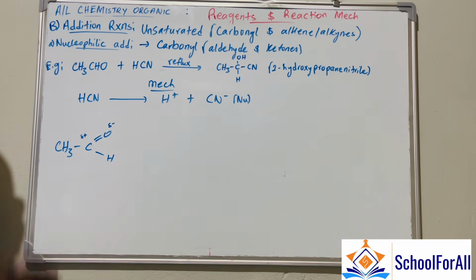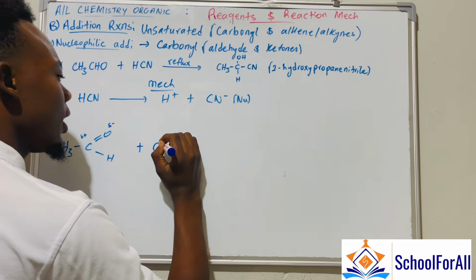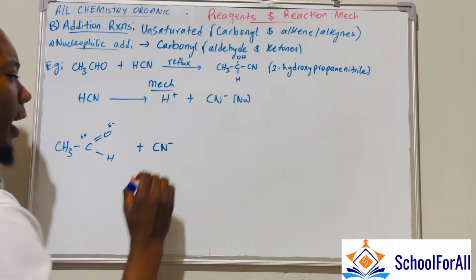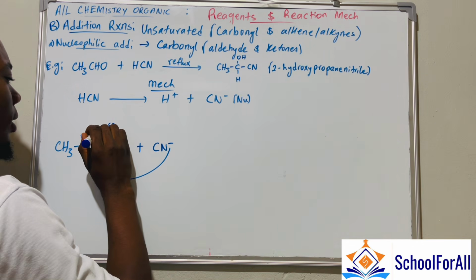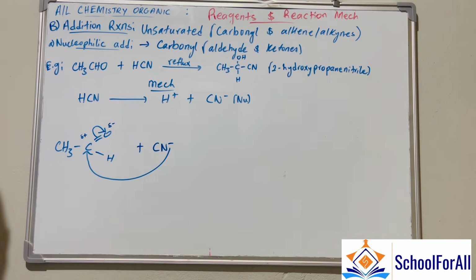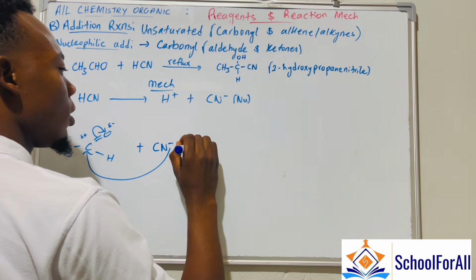It means that the charge distribution of oxygen will be partially negative and carbon will be partially positive. And so the nucleophile will be attracted to the partial positive side. So what will happen is that I will have my nucleophile that will attack, and this double bond will shift to the oxygen. So this is of course this step.